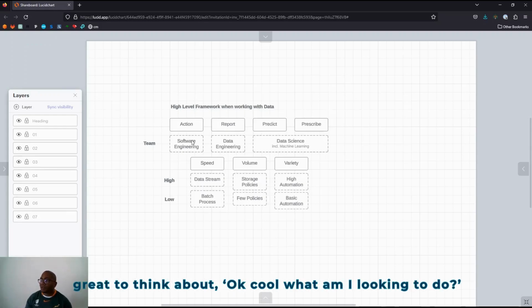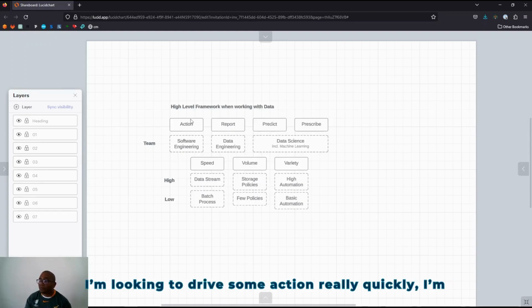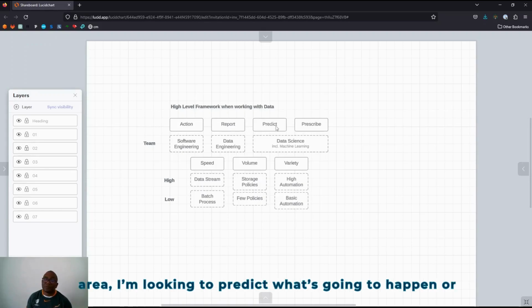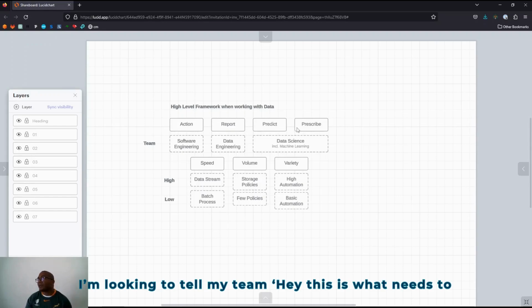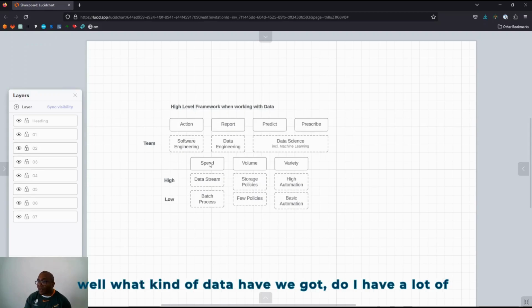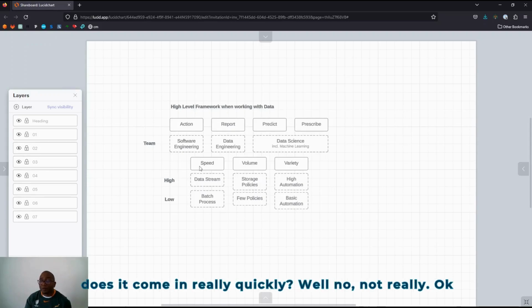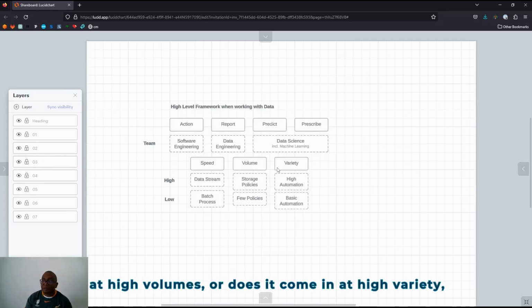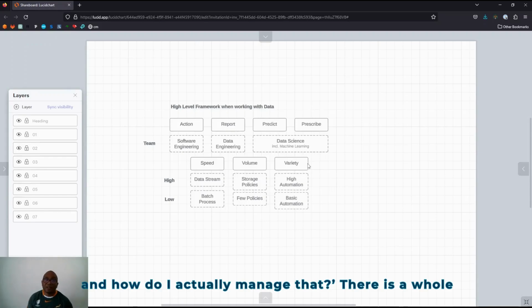It's generally great to think about, okay, cool, what am I looking to do? I'm looking to drive some action really quickly. I'm looking to report on what's going on within a business area. I'm looking to predict what's going to happen, or I'm looking to tell my team, hey, this is what needs to happen next, right? And then to go, okay, based on this, well, what kind of data have we got? Does it come in really quickly? Well, no, not really. Okay, fantastic, then this is what I'm going to do. Or yes, it does, so that's what I'm going to do. Does it come in at high volumes or does it come in at high variety? And how do I actually manage that?